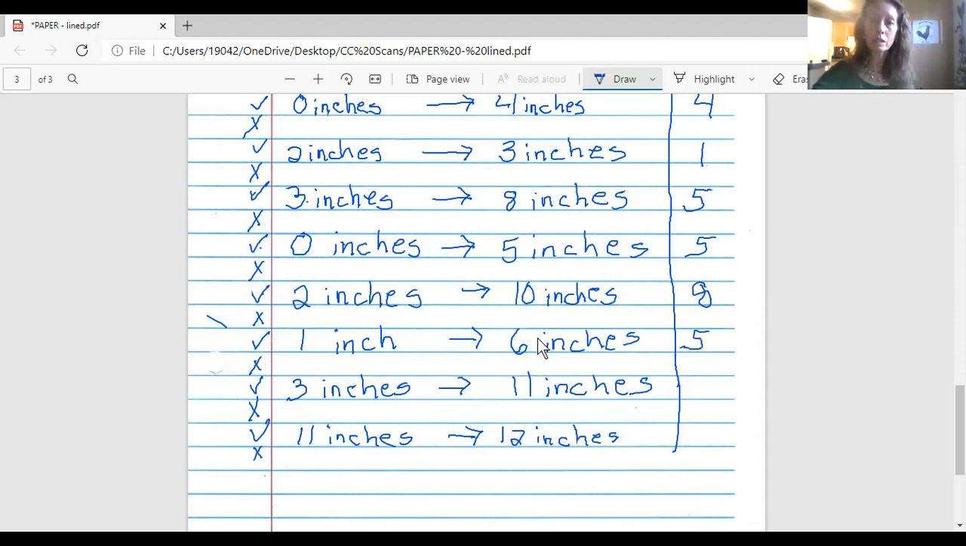And on the next one, we started at 3 inches and stopped at 11. So let's try that. 3, 4, 5, 6, 7, 8, 9, 10, 11. Whoa, 8 inches on that. 8 inches. And the last one, we started at 11 and stopped at 12. Let's count that. 11, 12. How many? Just 1 on that.